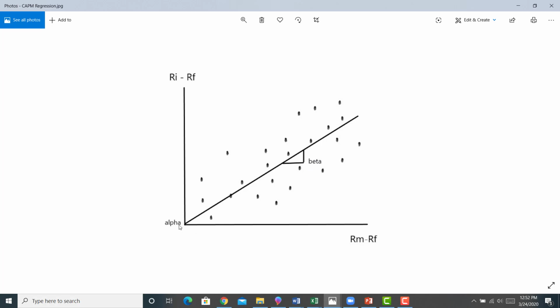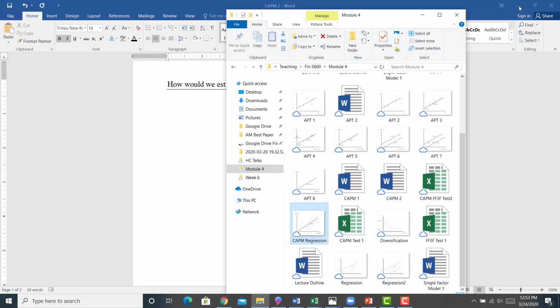And notice that alpha should equal 0. We're going to come back and talk about the significance of alpha equaling 0. When I subtracted the risk-free rate from both sides, I mechanically forced alpha to equal 0 when I'm estimating this. Okay, so this alpha is going to have some meaning. We'll come back to that in a second, but what we want to do here is estimate betas. Let's go ahead and do this.